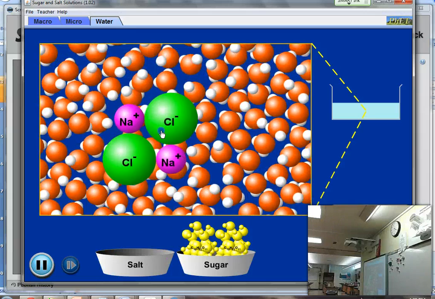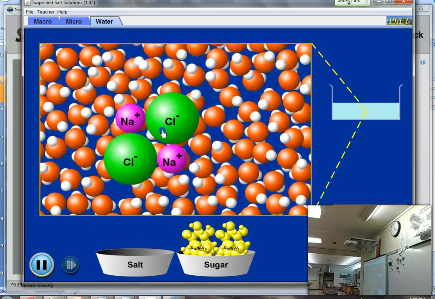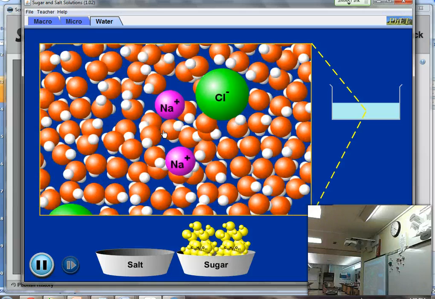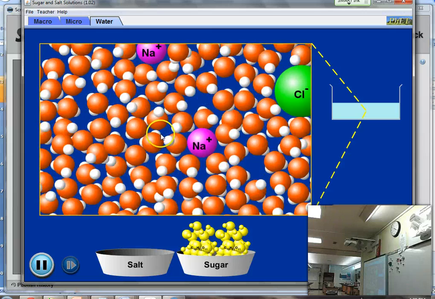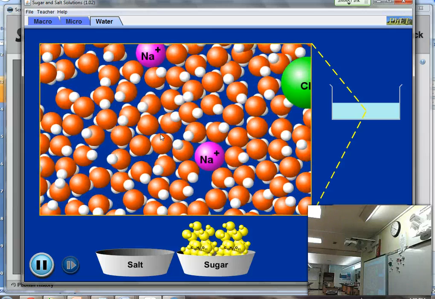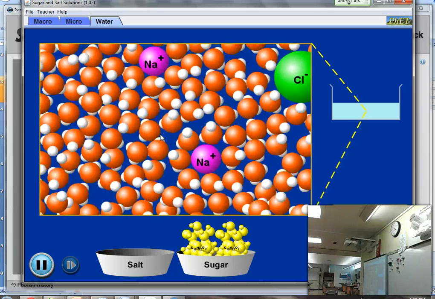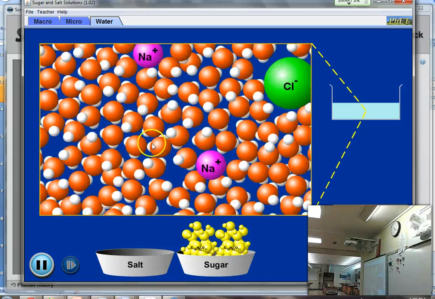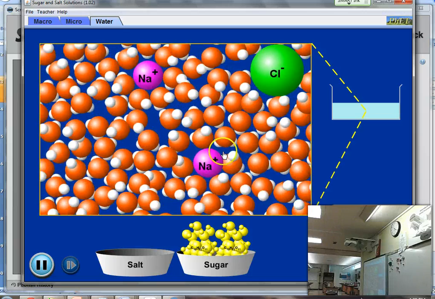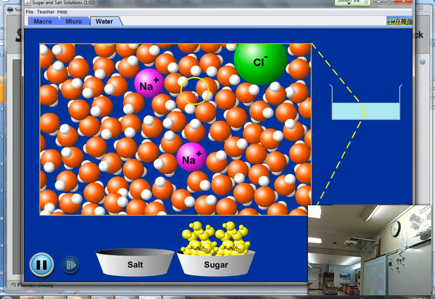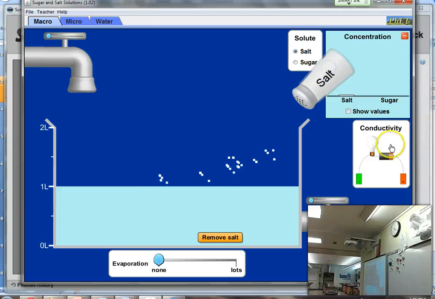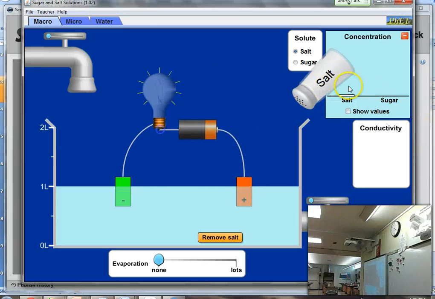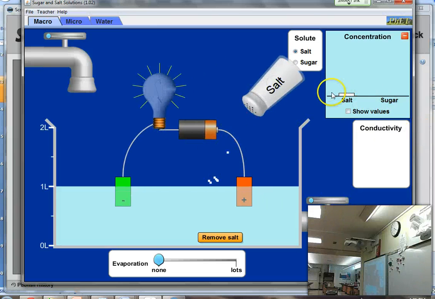So notice what happens when I put my ionic crystal lattice of salt into the water. The water is attracted plus and minus to my salt, and the water attacks, separates, and surrounds the salt. Notice here it breaks it into ions, and we showed in another simulation that when I put my salt in here, because it breaks into ions, it does conduct an electric current.